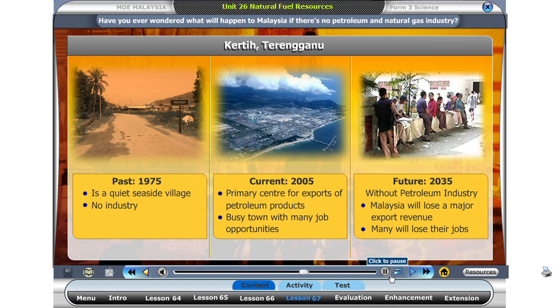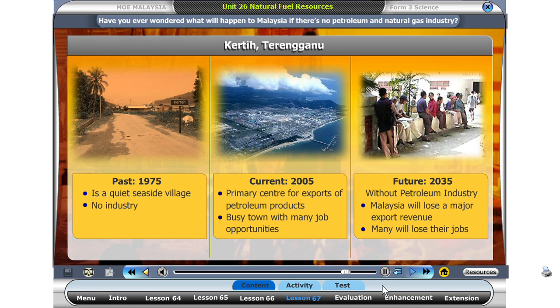So, how has Kerteh, Terengganu changed over the years? In the 70s, Kerteh was a quiet seaside village. But with the discovery of petroleum off its coast, Kerteh is now a busy center for the exports of petroleum products. Its economic and social standards have improved, with many job opportunities for locals and the surrounding area.